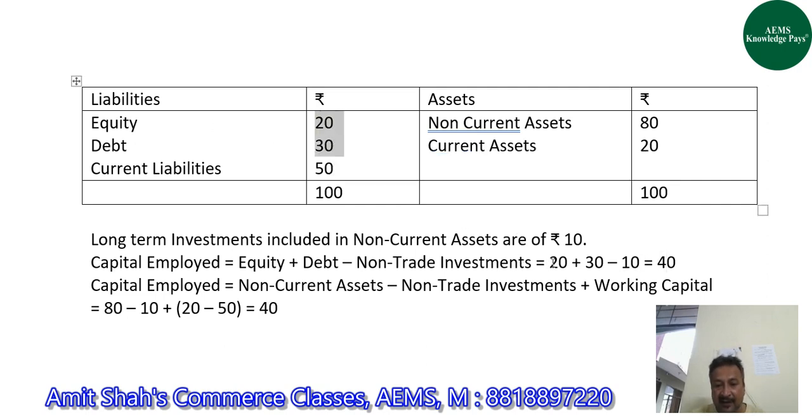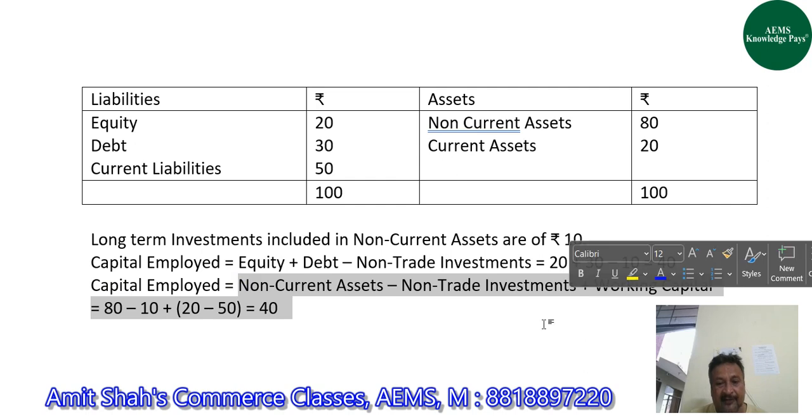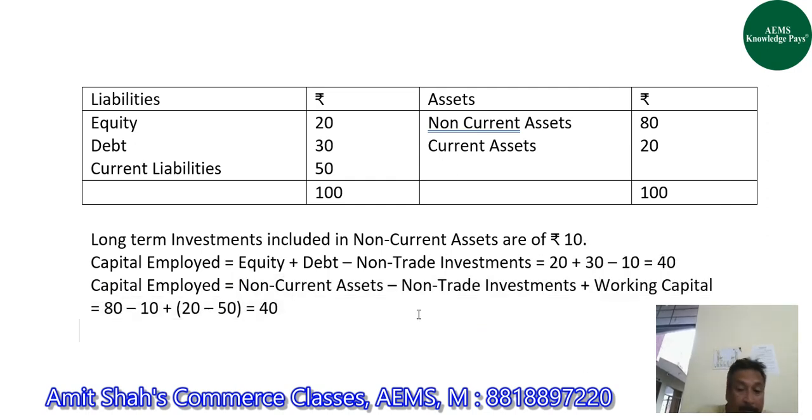20 plus 30, debt plus equity minus non-trade investments 10, is 40. So this is one way to calculate capital employed, by taking the information mostly from the liability side, or the other way, where most of the information we have taken from the asset side. I hope you're understanding. Capital employed can be calculated by taking most of the information from the liability side, or from the asset side. So except current liabilities, here we have taken everything from the asset side, that is non-current assets, non-trade investments, and current assets. You know that working capital is current assets minus current liabilities, which here is negative, that is minus 30. So 70 minus 30 is 40.